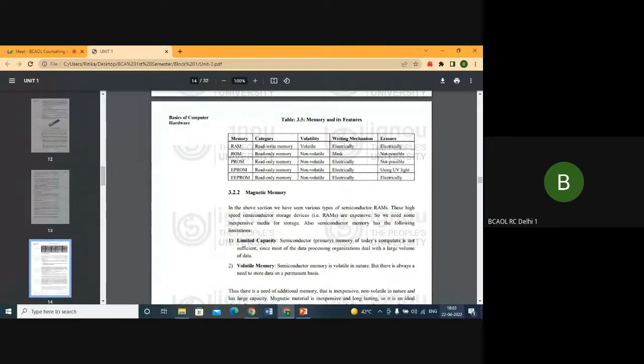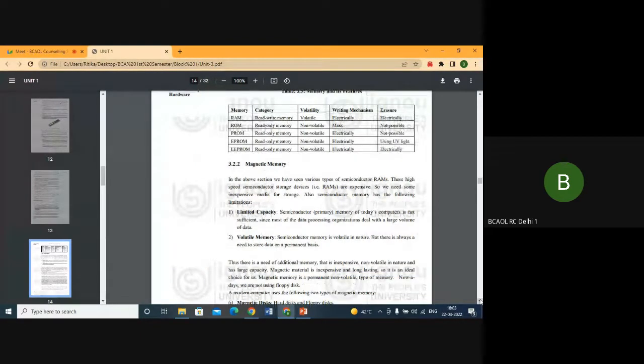Right, and in our system only PROM or ROM is there. There is no EPROM or E squared PROM. They are costly also, because you require electrically erasable and UV light and all that, and they are expensive.